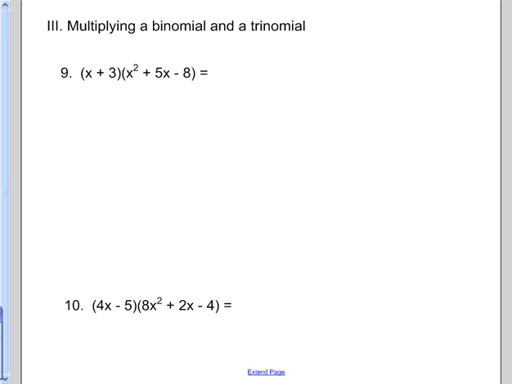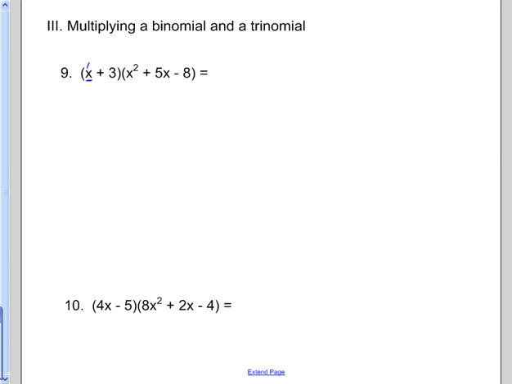Okay, the third topic that we're talking about in 3.5 is multiplying a binomial and a trinomial. We do not call this the FOIL method because that only works when we have two binomials, but it is the same procedure. I want to take the first term in the binomial, which here would be the x, and multiply it by every term in the trinomial.